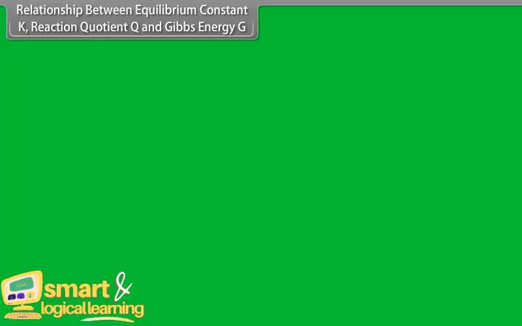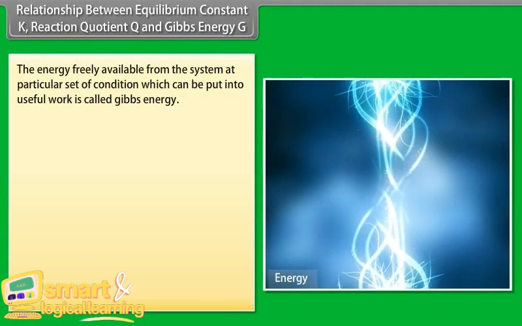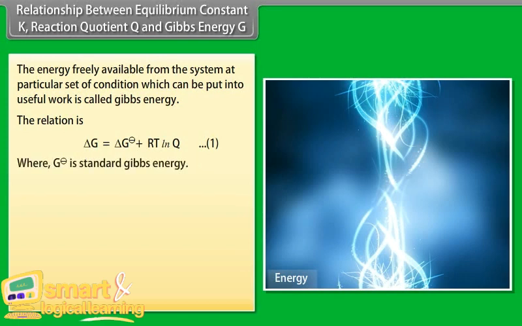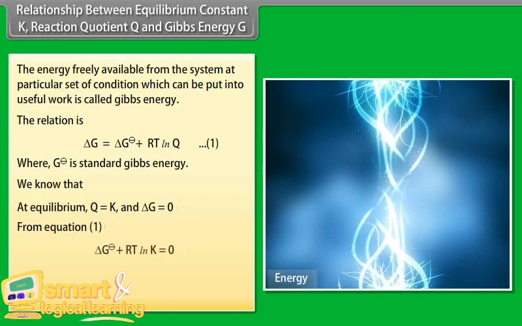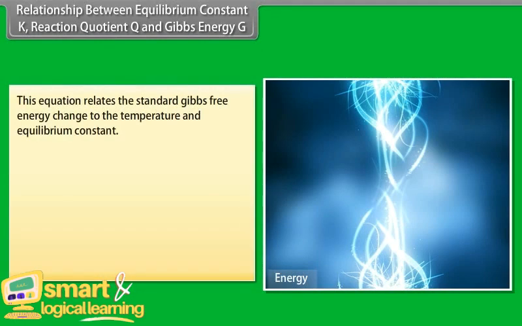Relationship between equilibrium constant K, reaction quotient Q and Gibbs energy G. The energy freely available from the system at a particular set of condition which can be put into useful work is called Gibbs energy. The relation is, name it as equation 1, where it represents standard Gibbs energy. We know that at equilibrium Q is equal to K and delta G is equal to 0 from equation 1. Rearranging gives, this equation relates the standard Gibbs free energy change to the temperature and equilibrium constant.